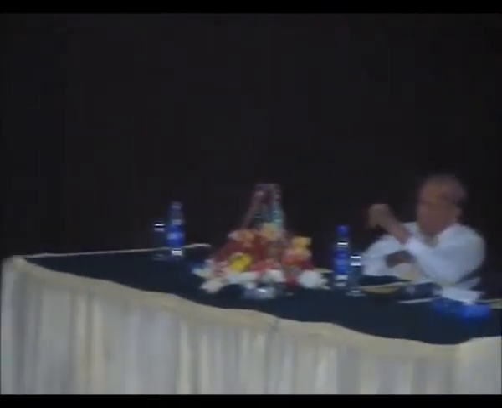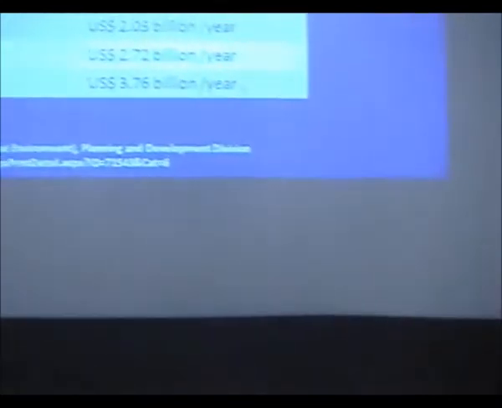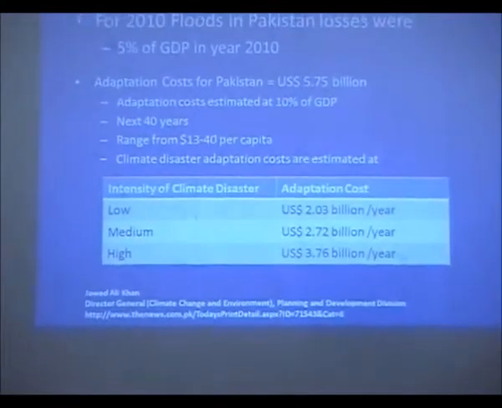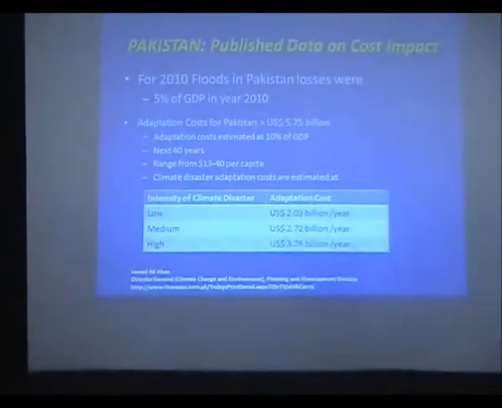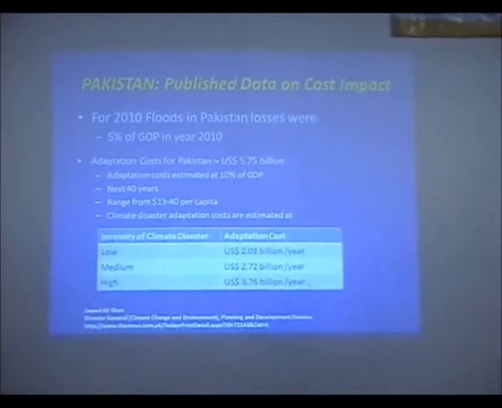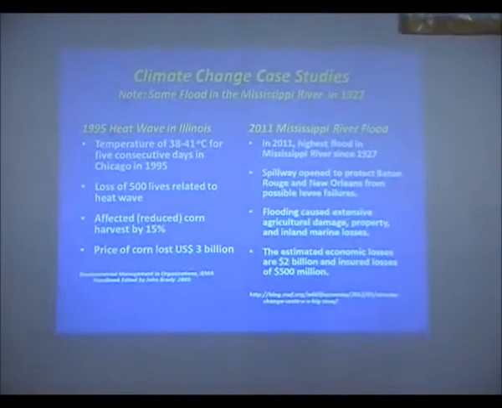So that's called adaptation. And what he has said is that if we go with a low, medium, high intensity adaptation effort, this is the amount of money that it's going to cost us: $2 billion, $3 billion, and $4 billion per year, approximately. So where in the world do we get that kind of money in a country like Pakistan? Next slide, please. All right.